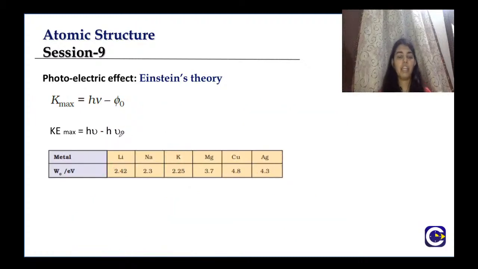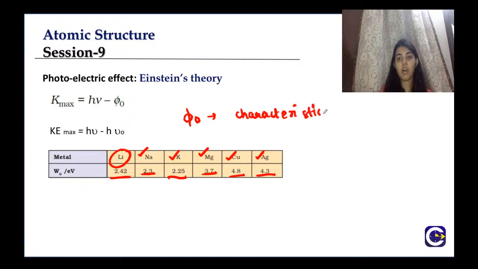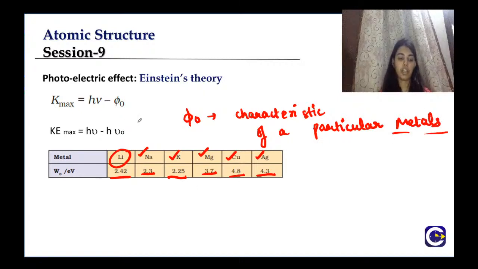Now here you can see the work functions of some metals. For lithium, the threshold energy, the work function, is 2.42 electron volts. For sodium it is 2.3, for potassium 2.25, for magnesium 3.7, copper 4.8 and silver 4.3. The inference from this table is that the work function is characteristic of a particular metal. Different metals will have different work functions.